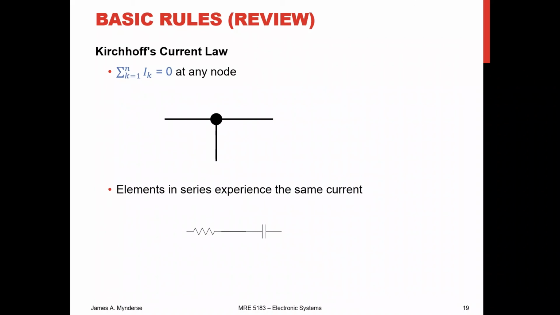Kirchhoff tells us that the sum of the current at a node, where we've got a junction between wires, is going to be 0. So if in this particular node we have the currents all facing in, we do need to have a directionality here. We could do them all facing in, we could do them all facing out. It doesn't matter as long as we're consistent. So if we sum all of them with positive being in, then I1, I2, I3 is all going to sum to 0.